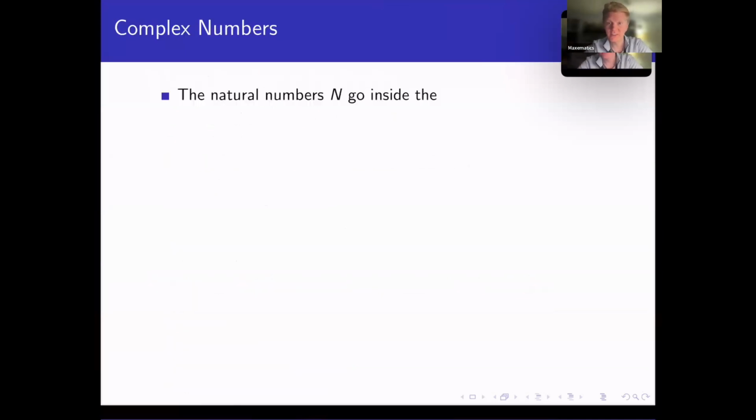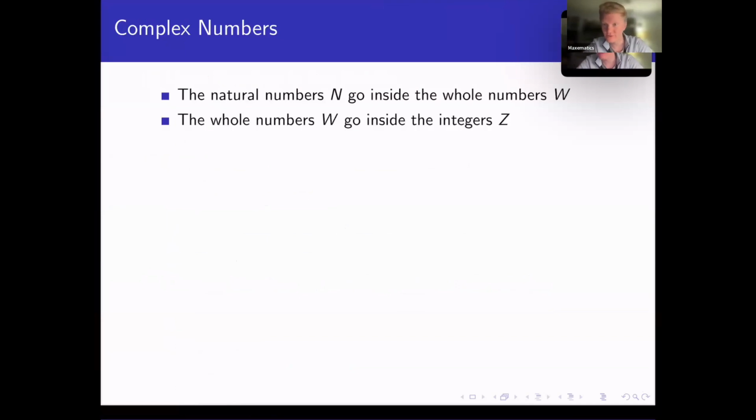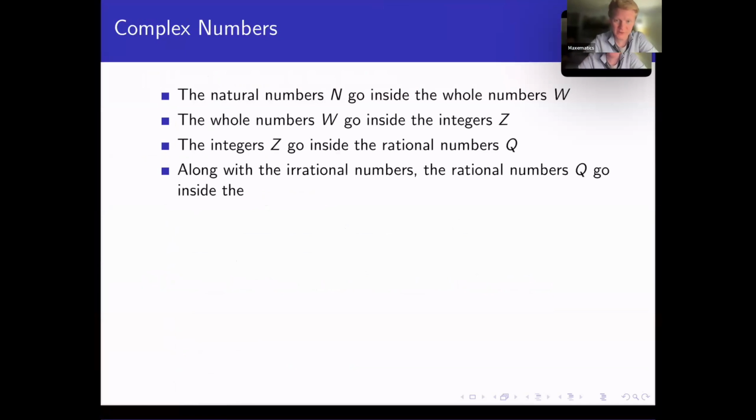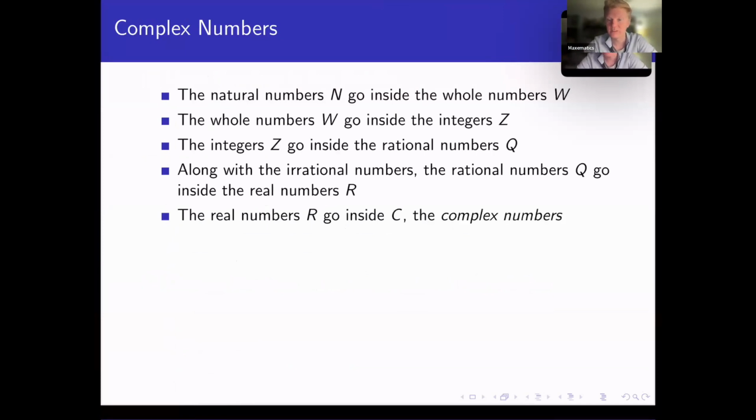So like we said, the natural numbers go inside the whole numbers, which go inside the integers, which go inside the rational numbers. Along with the irrational numbers, the rational numbers go inside the real numbers. And now this real numbers set goes inside what we call C, the complex numbers.